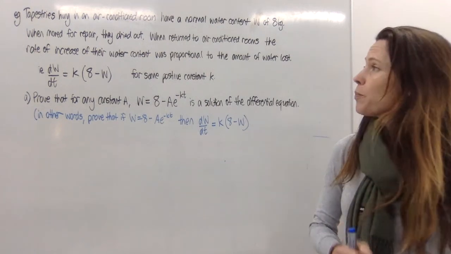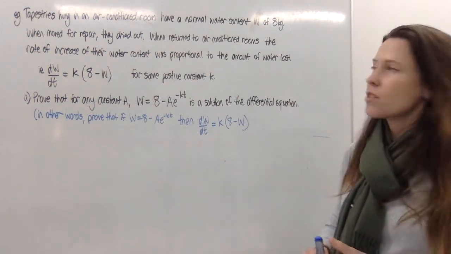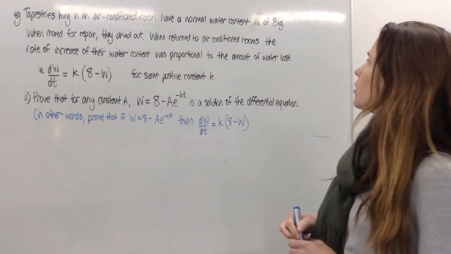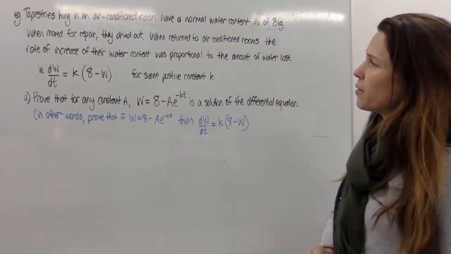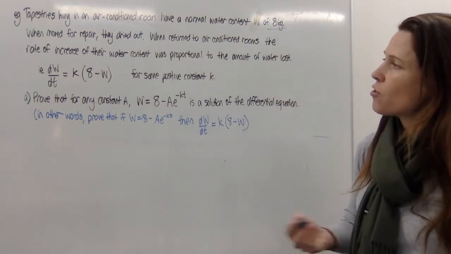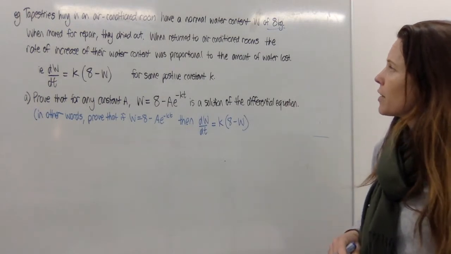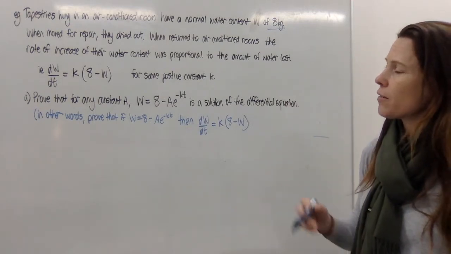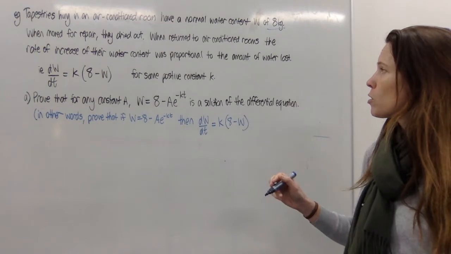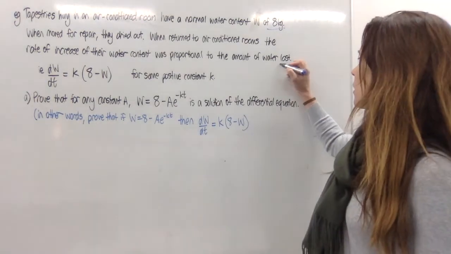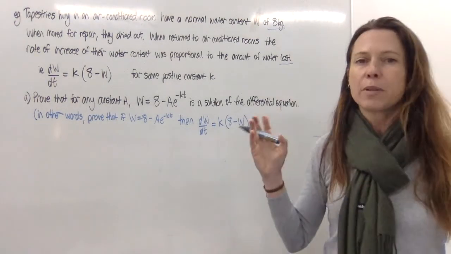Okay, now an example. Tapestries hung in an air-conditioned room have a normal water content, W, of 8 kilograms. When moved for repair, they dried out. When returned to air-conditioned rooms, the rate of increase of their water content was proportional to the amount of water lost. Okay, let's just think about what's happening there.